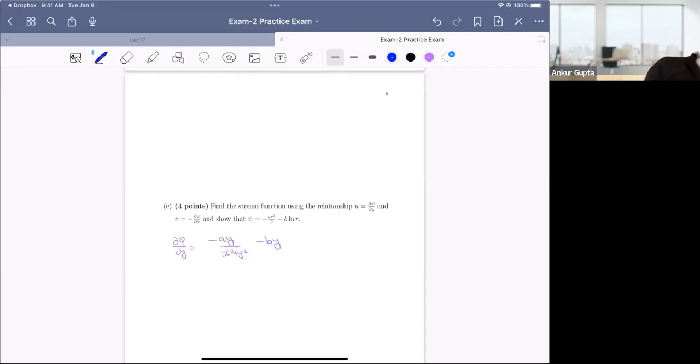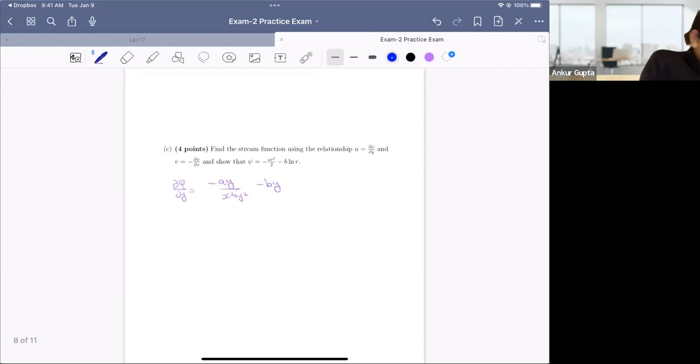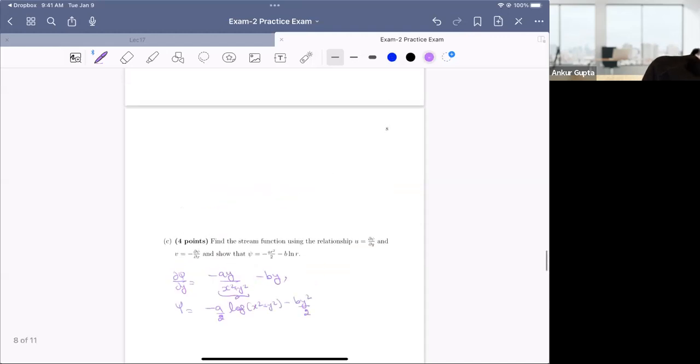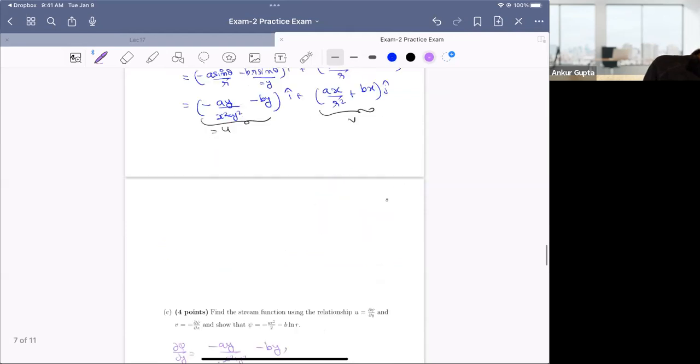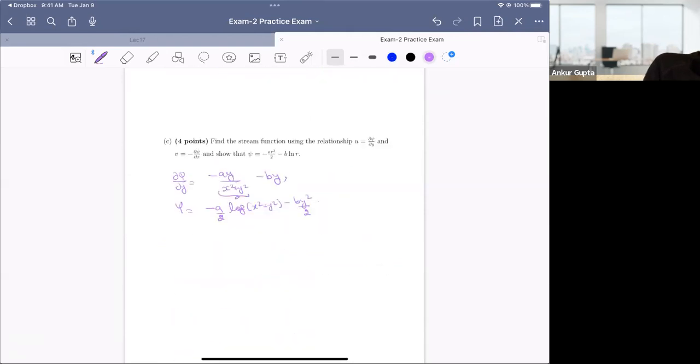And here, when I integrate this with respect to y, hopefully you can see the derivative of this is 2y. So I have to multiply and divide by 2. So minus a by 2 log of (x square plus y square) minus by square by 2 plus c1 of x.